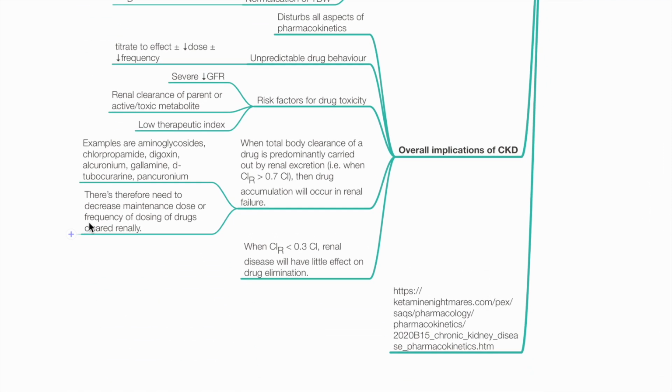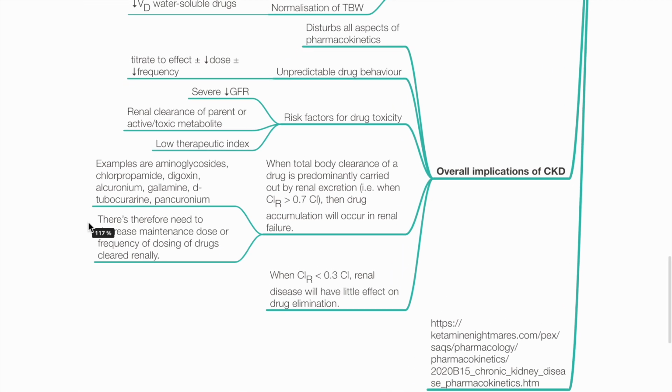Overall implications of CKD. There is disturbance of all aspects of pharmacokinetics, leading to unpredictable drug behavior. Titrate to effect. Consider reduction of dose and frequency. Risk factors of drug toxicity in CKD include severe reduction in GFR, renal clearance of parent or active metabolite, and low therapeutic index. When total body clearance of a drug is predominantly carried out by renal excretion, i.e.